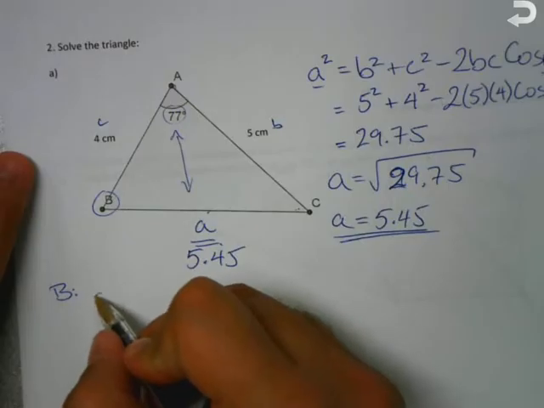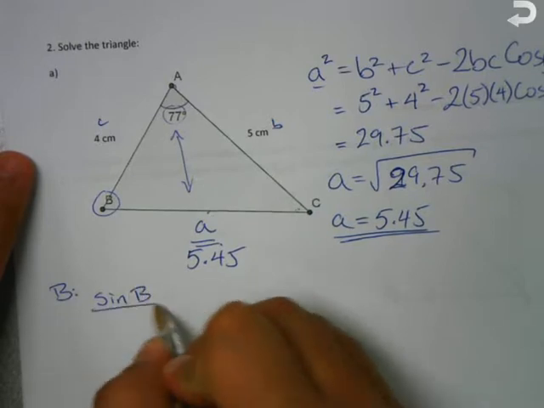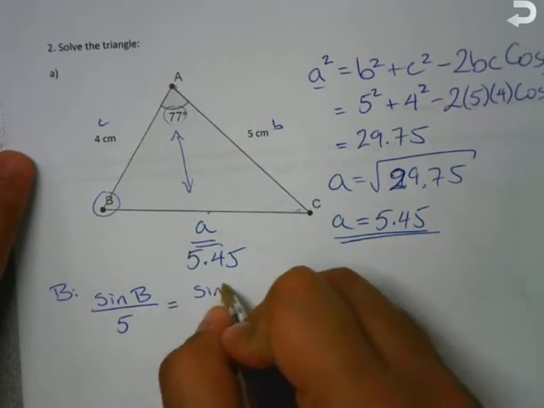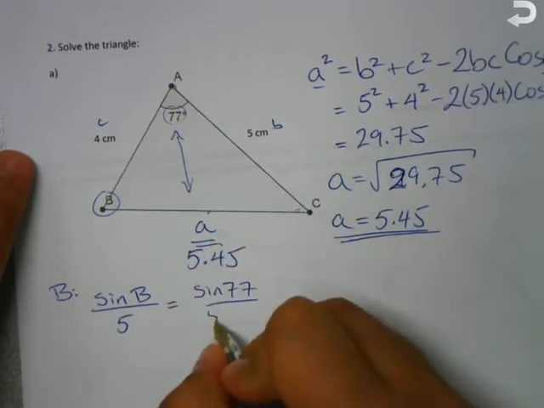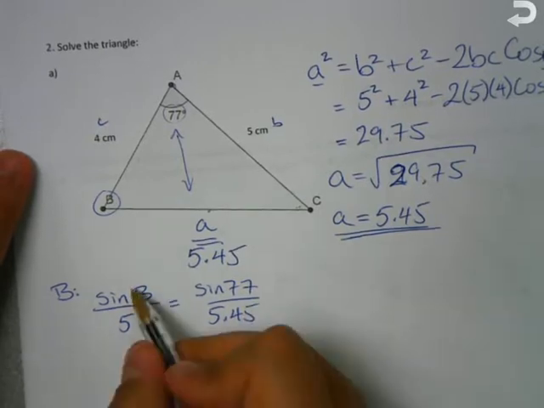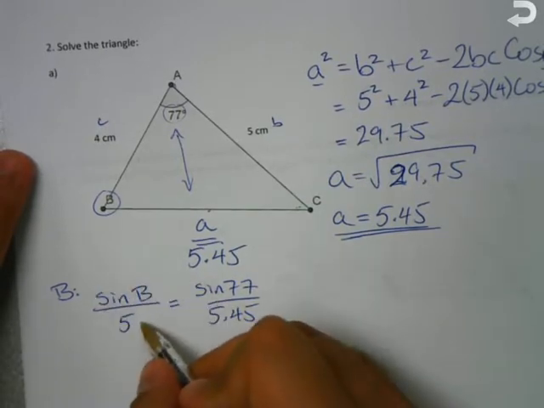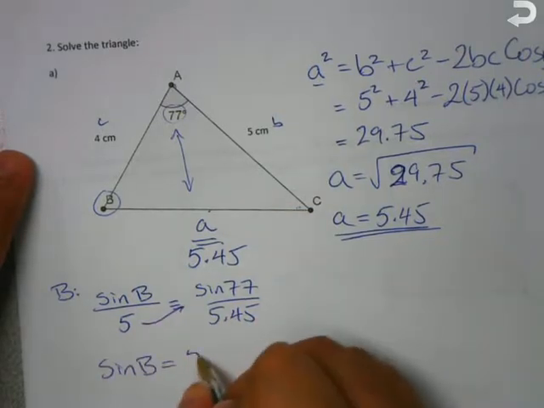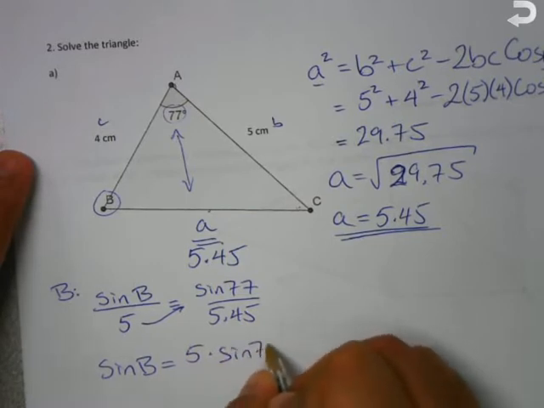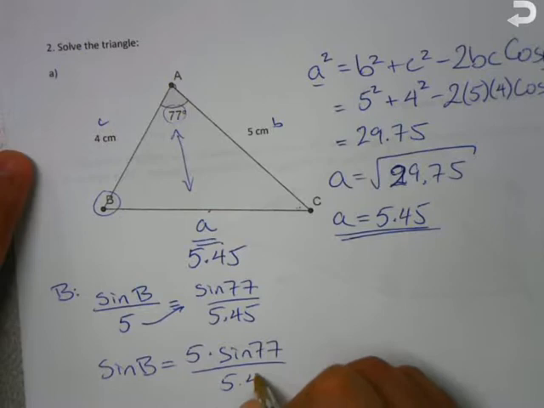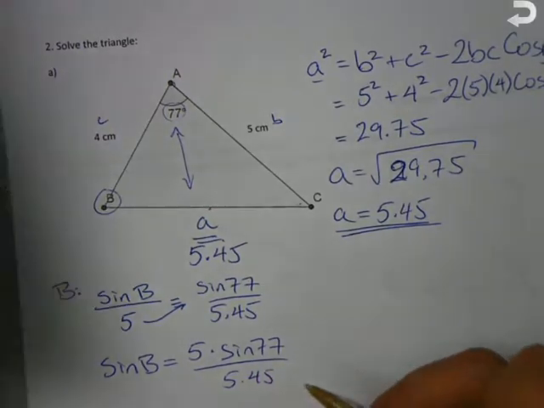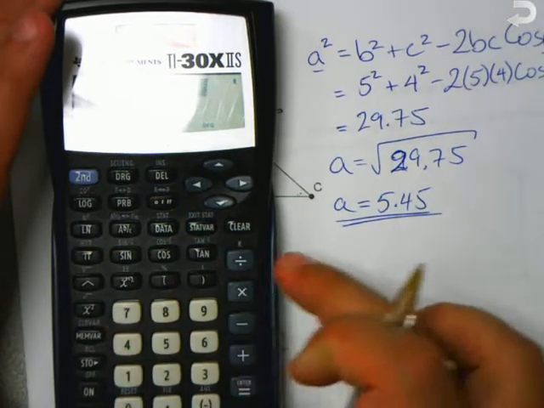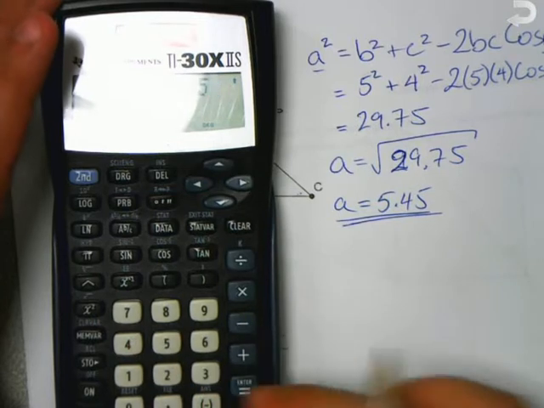And in fact, since I'm looking for an angle, I can use the sine law with the angle on top. So sine B over b is equal to sine A over a. Right? Then I want to isolate this, so that means I want to get rid of that 5, so multiply by 5 on both sides. And we get sine B is 5 times sine 77 divided by 5.45. Now I can do that on my calculator. So 5 times sine 77 divided by 5.45.